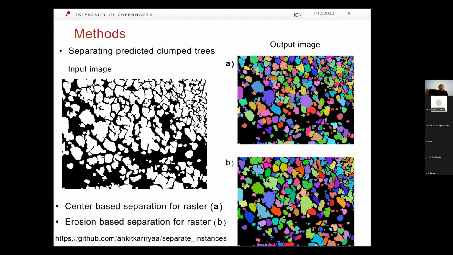We developed two approaches, but we went with one. One is erosion based for image processing, but another one is center based. And we use this one on top right, where the algorithm assumes that all trees should be round. So the crown has a circular shape, and then it determines a centroid.